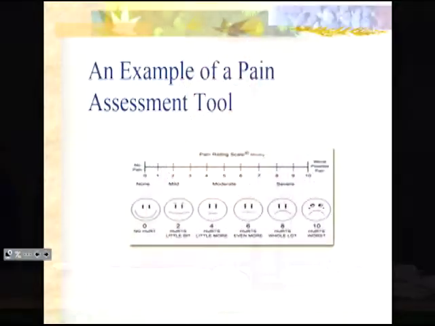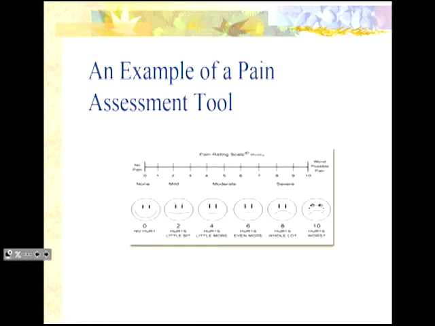So one example of a pain tool here is our standard 0 to 10 scale that most of us have used in the past. Where 0 is no pain and 10 is the worst pain ever. But if you're dealing with long-term care clientele that have cognitive impairment, this is not a particularly useful scale, as most of you probably know.